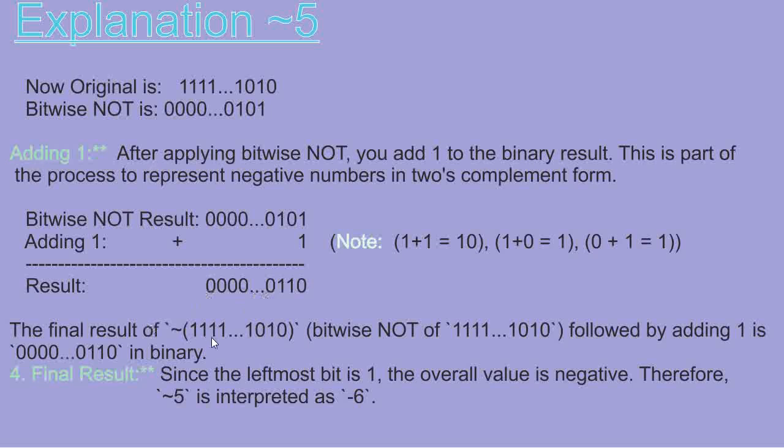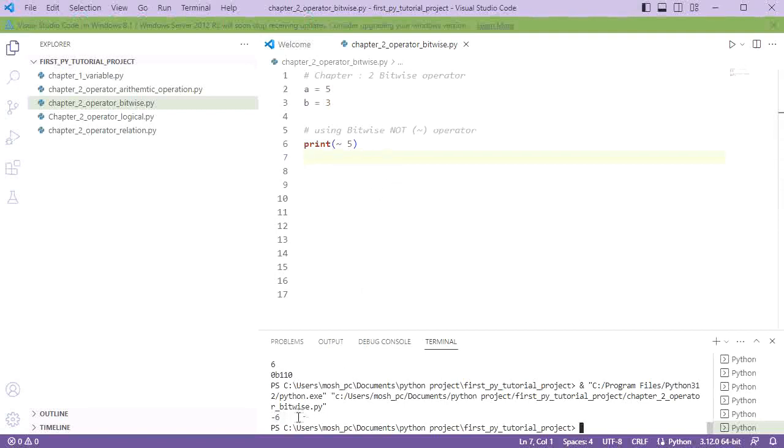The final result of bitwise not of 11111010, followed by adding 1, is 00000110 in binary. Since the leftmost bit is 1, the overall value is negative. Therefore, bitwise not 5 is interpreted as -6. As you can see here, that's why we got -6 here.